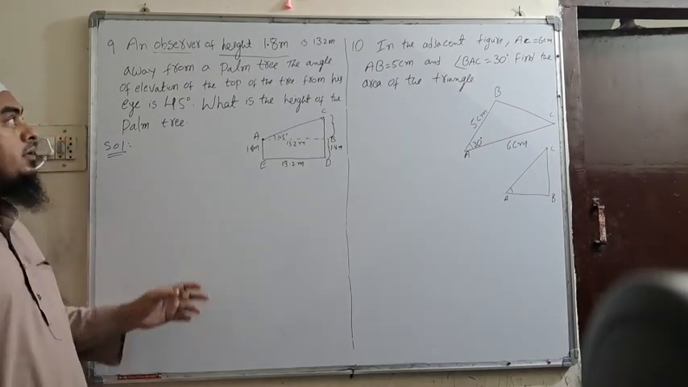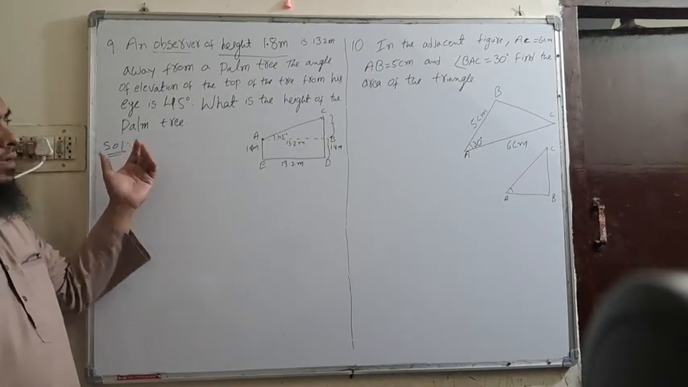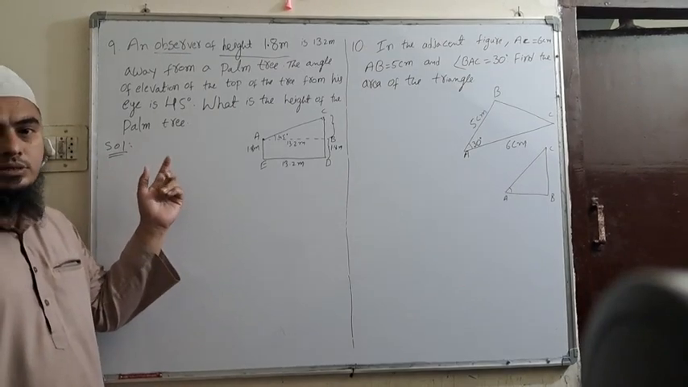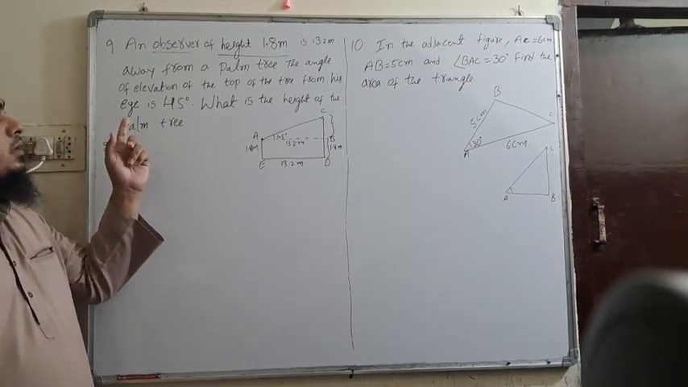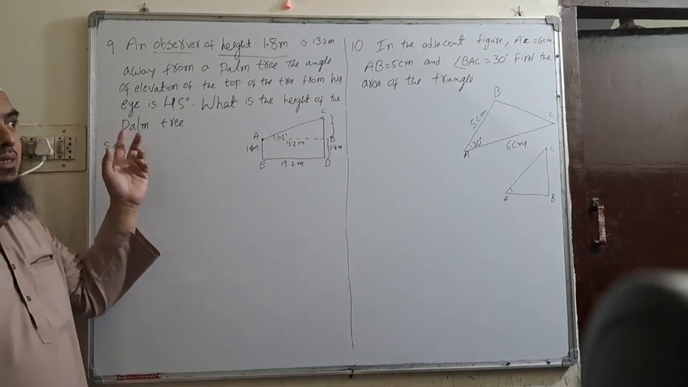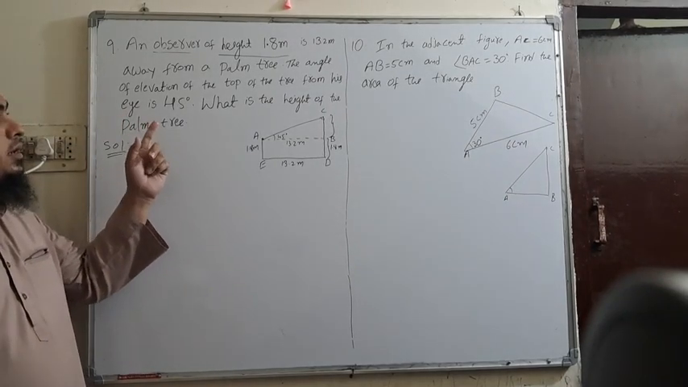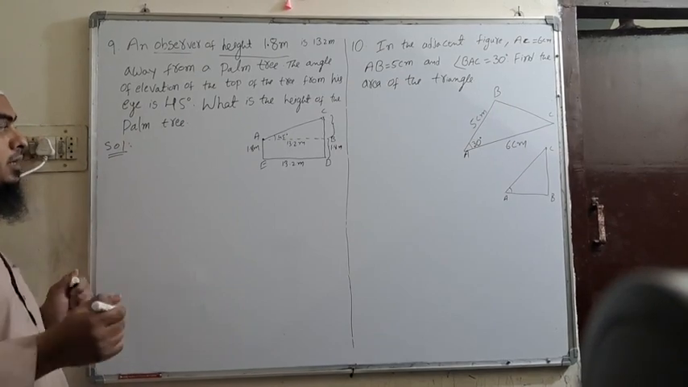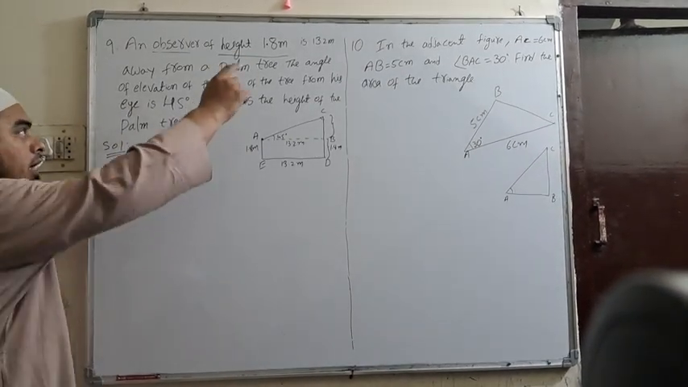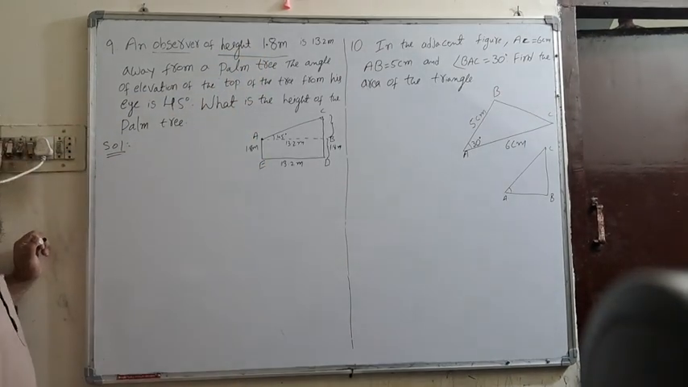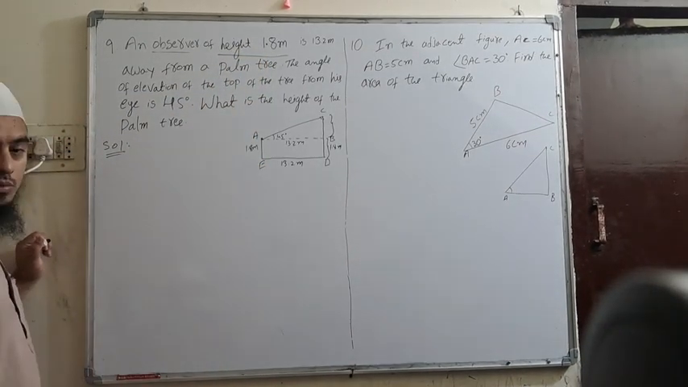Hi everyone. Today we are starting problems from applications of trigonometry. This is problem number 9 from the first exercise. An observer of height 1.8 meters. So the person who is having the height of 1.8 meters is 13.2 meters away from a palm tree.